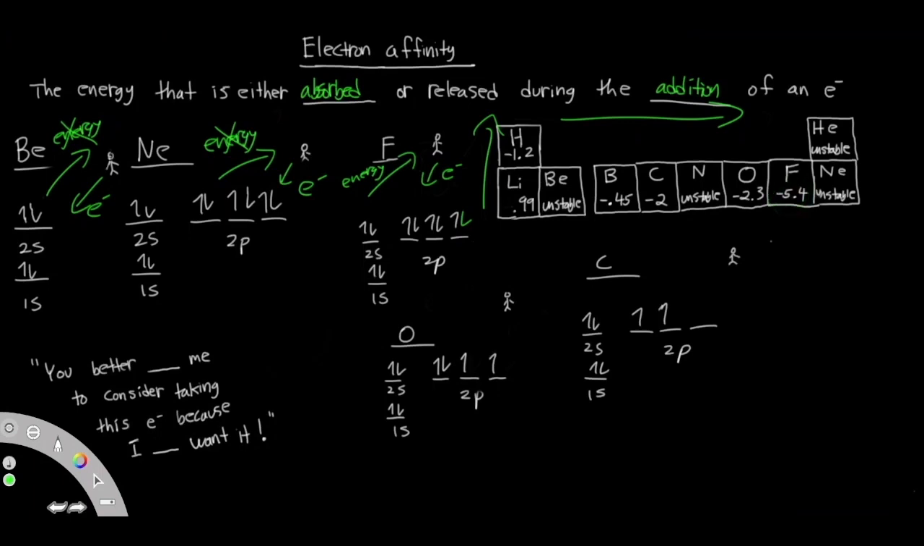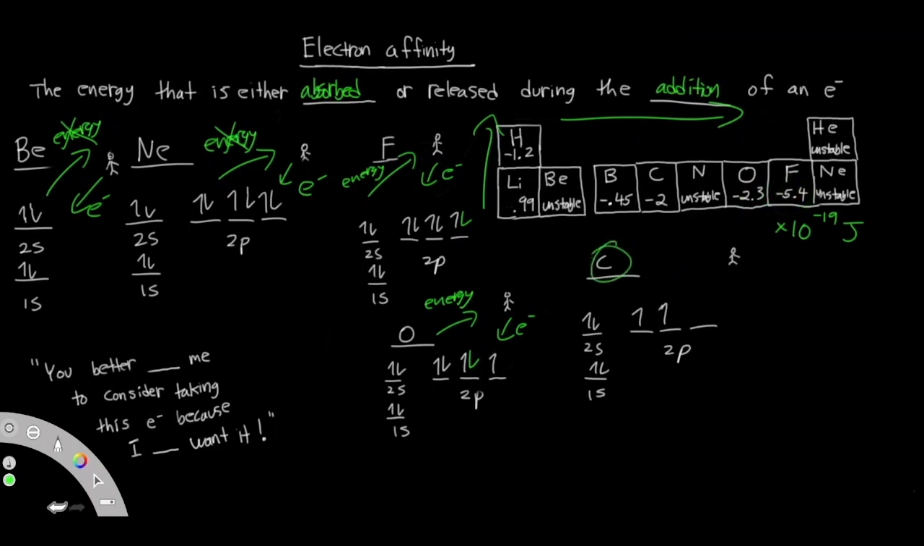As you can see, negative 5.4, a very large value. By the way, all of these are times 10 to the negative 19 joules, the unit of energy. Next, we have oxygen. Will it take this electron? Absolutely, because now it is one step closer to having a full valence shell. So it would absolutely want to give energy. Hence, negative 2.3. As you can see, not as high as fluorine, which makes sense.